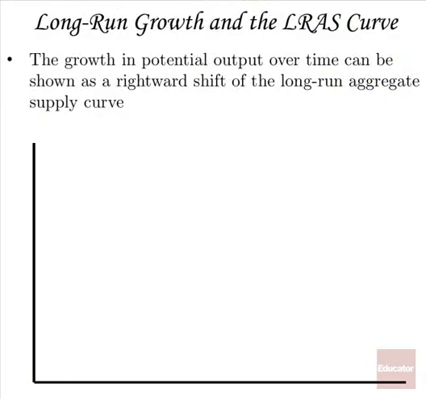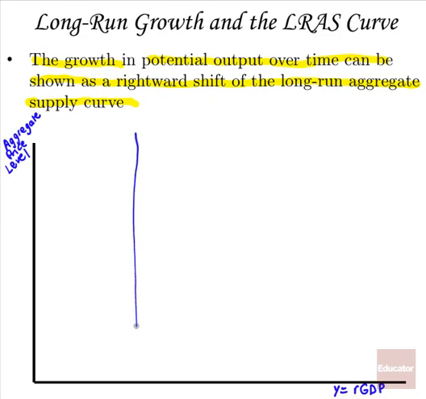Okay, so long-run economic growth and the LRAS, how is that going to be reflected? Let's say that the growth in potential output over time can be shown as a rightward shift of the long-run aggregate supply curve. So this is going to be really simple. You're just going to put the aggregate price level here, and on the bottom x-axis you have Y, or real GDP. And remember, the LRAS represents the long-run aggregate supply curve.